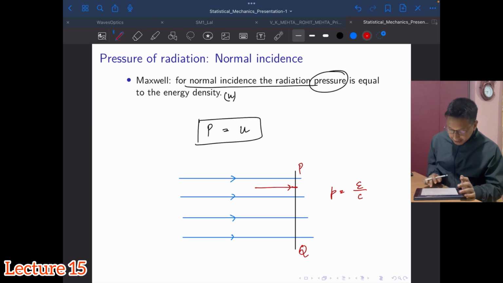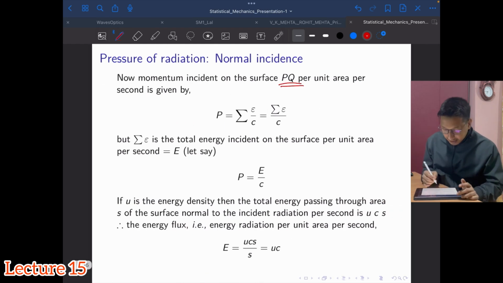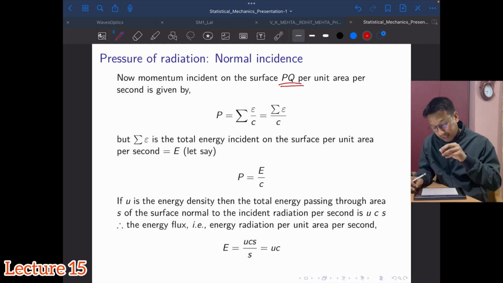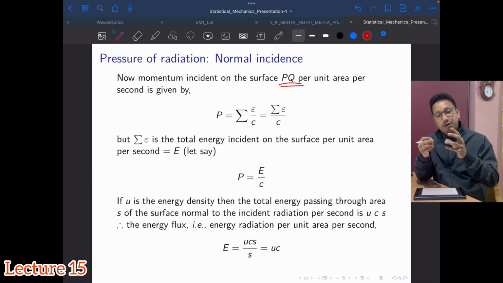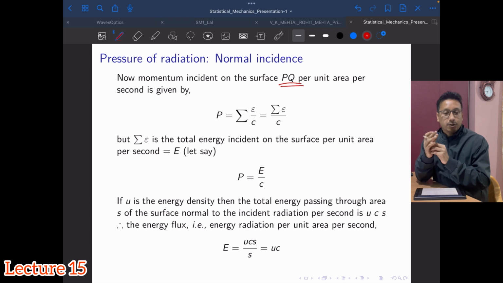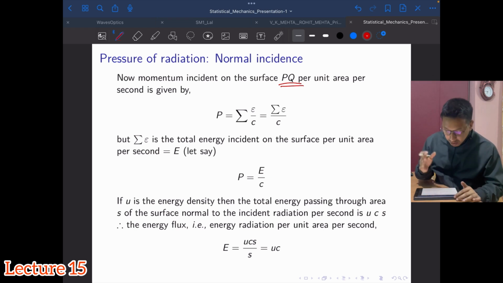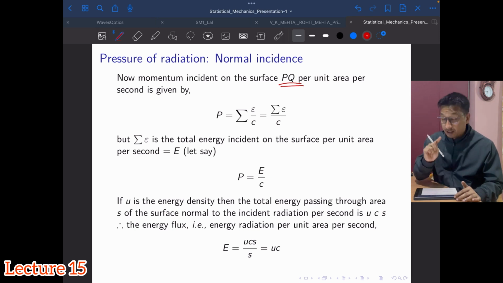So if I sum up those photons which are falling on the surface per unit area, like we have considered in the PQ area, I have considered a unit area, and I am calculating the number of photons which are falling per second. So the momentum transfer to the surface will be given by simply the sum over all those photons falling on the unit area per second.